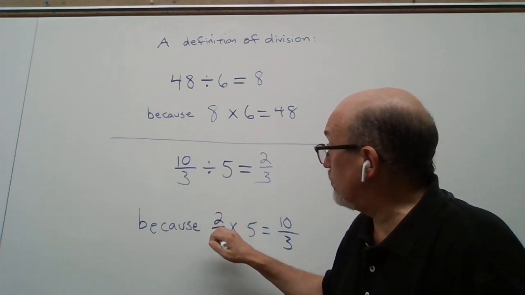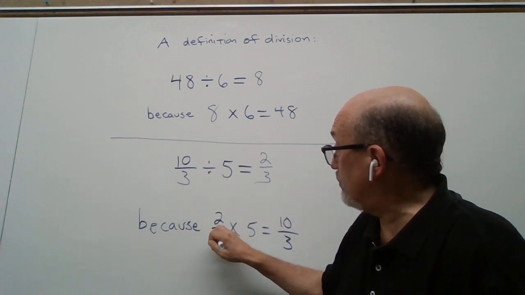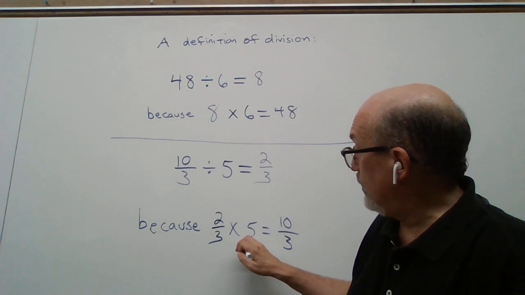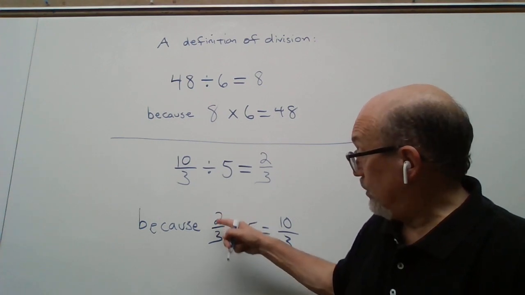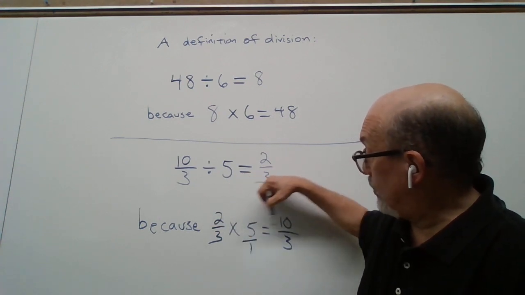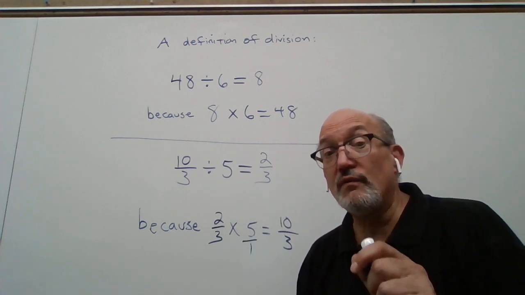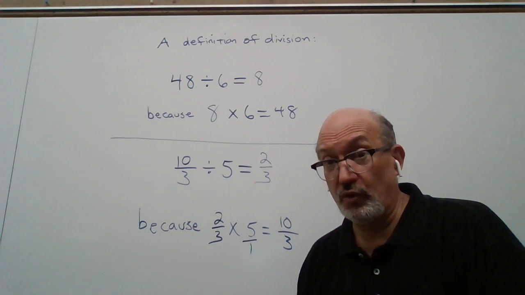So 10/3 divided by 5 is 2/3 because 2/3 times 5, we put a 1 under that 5, multiply across the top, bottom, 2 times 5 is 10, and 3 times 1 is 3. So the definition of division is crucial.